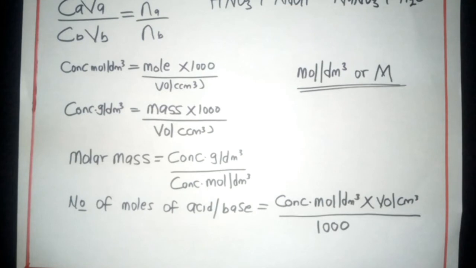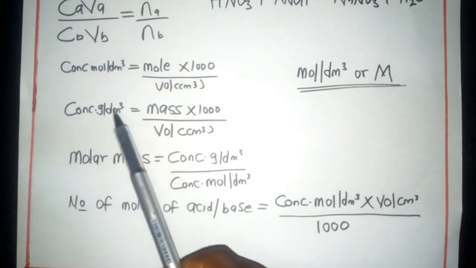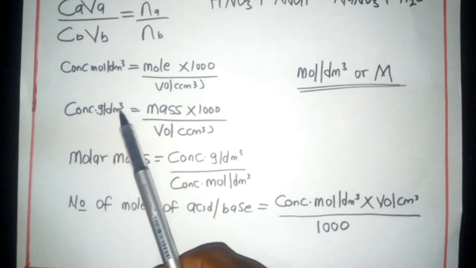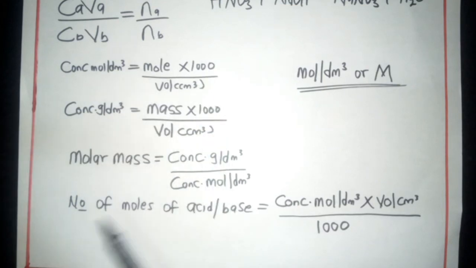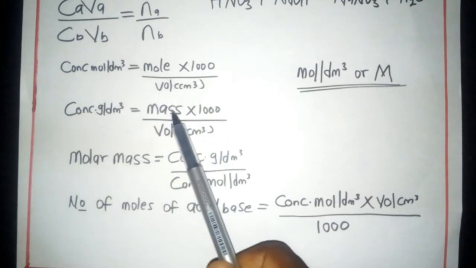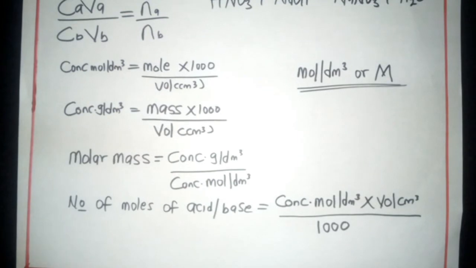Can be asked to calculate the molar mass. Can be asked to calculate moles of acid or base, or the concentration in gram per dm cube of either the acid or base. Can be asked to calculate the mass. Once can be asked, but most of the time it revolves around this. It doesn't mean you should focus on the ones here. You still have to do others.